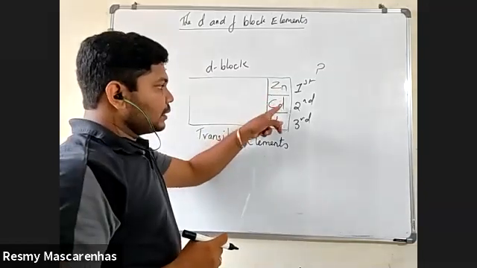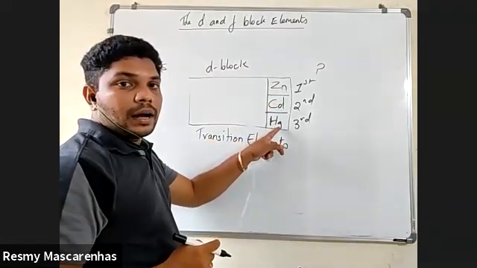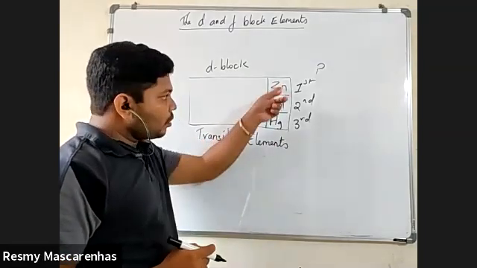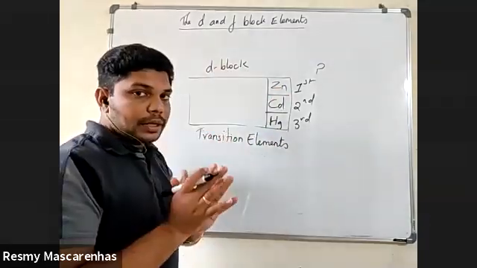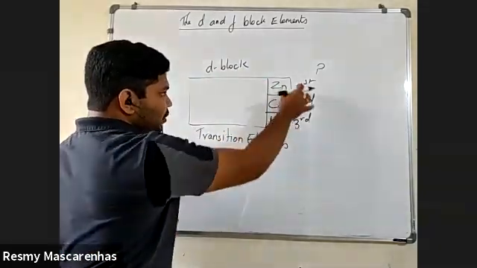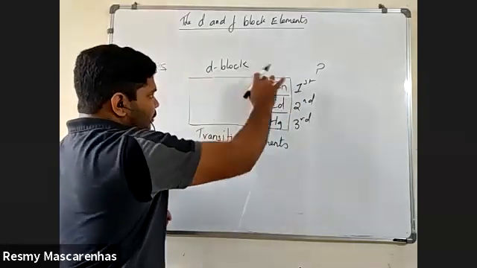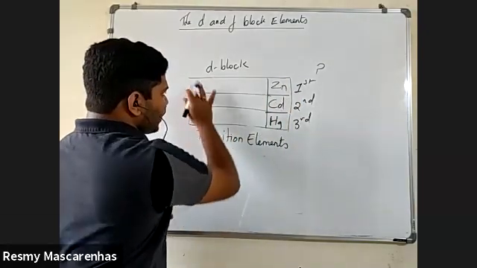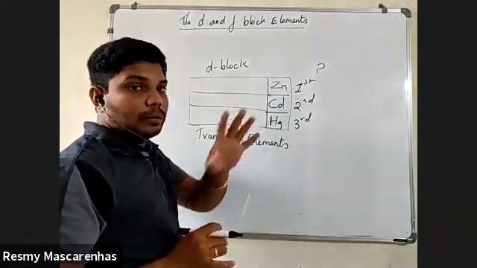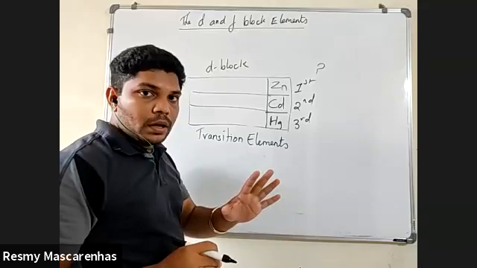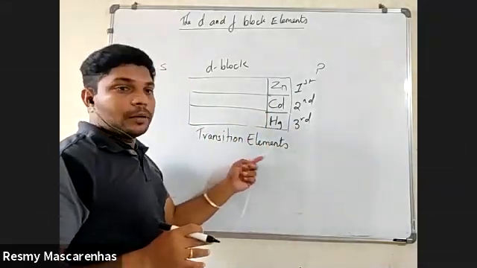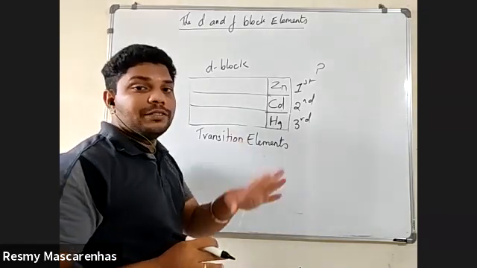These 3 elements cannot be called transition elements. You can call them D block elements. So again, I'm clarifying: all the elements in the first, second, and third transition series can be called D block elements, but you cannot call all of them transition elements, because the transition element definition is different.